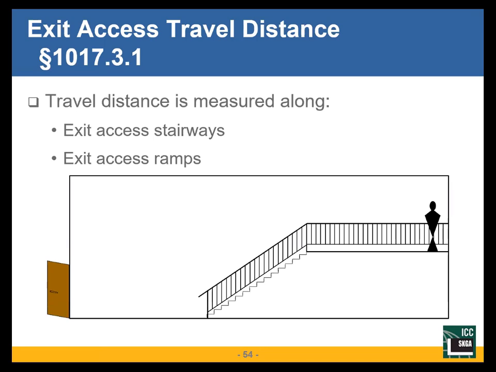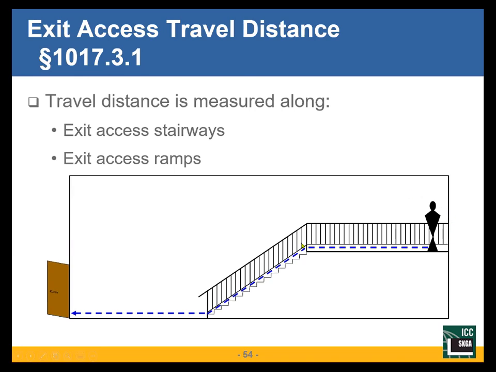Exit access travel distance. We're going to measure the distance, and it's measured along the path, and it includes stairways, ramps. When I get to the stairs, I'm measuring just a tangent along the nosing of the stair, the treads, across the nosing of the stairs, like laying a 2x4 on top of the stairs. How long is that 2x4? The key is we have to measure it. It's part of our travel distance.